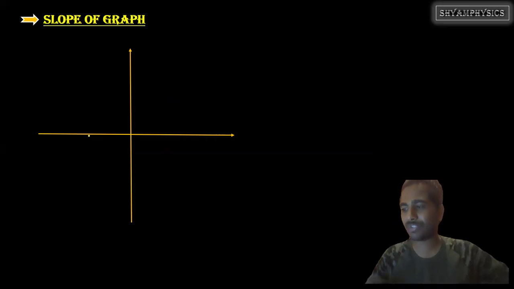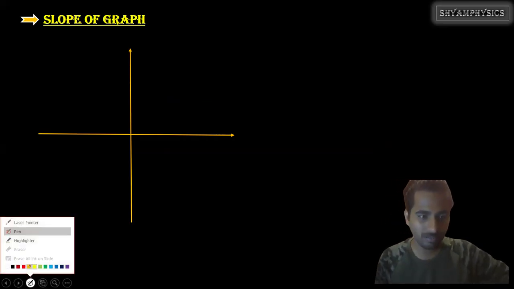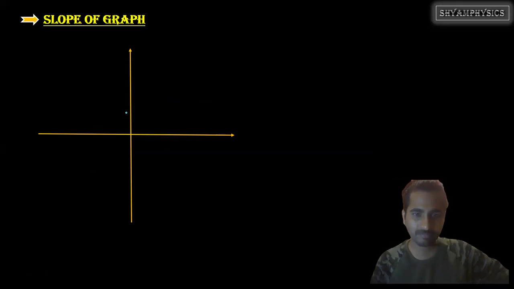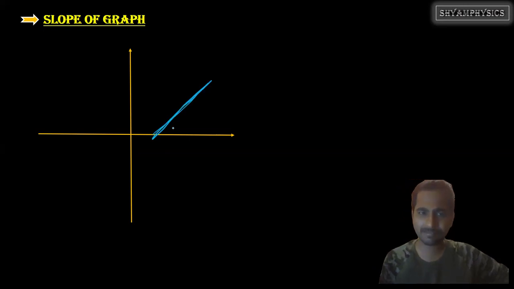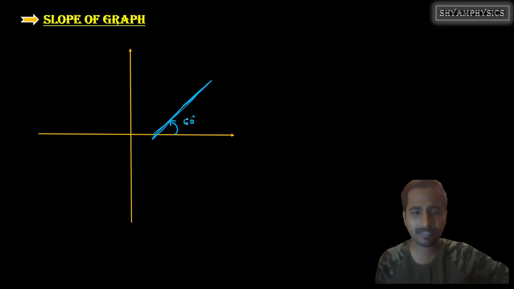Okay, now we'll solve one problem. For example, this is a line which is passing here, a straight line, which is making an angle of 60 degree here. What is the angle? 60 degree. Now we'll ask, what is the slope of the graph?